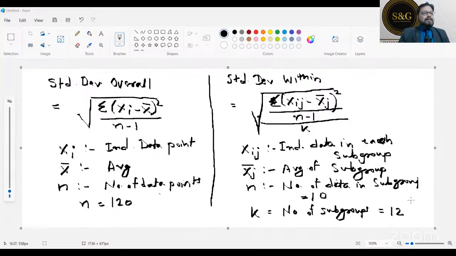Why is it n minus 1 and not n? This is called degree of freedom. I will explain this degree of freedom concept separately, because it will take another 15-20 minutes. It is called degree of freedom, DF. Just make a note of it. DF. n minus 1 is DF. Okay, done.